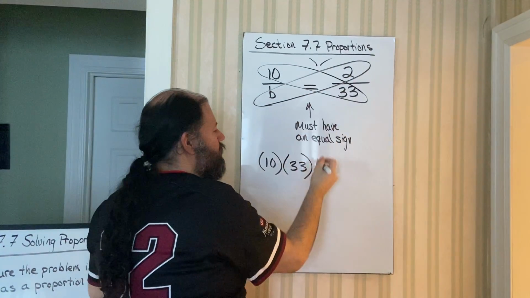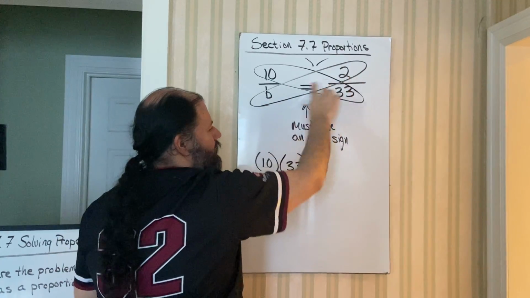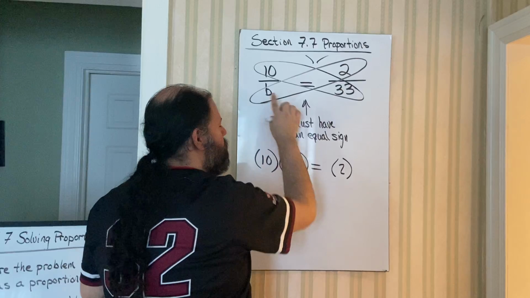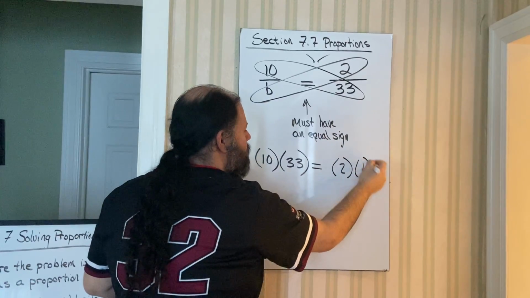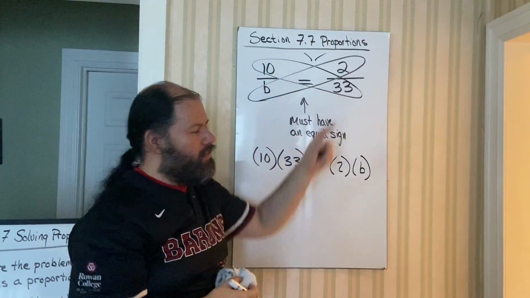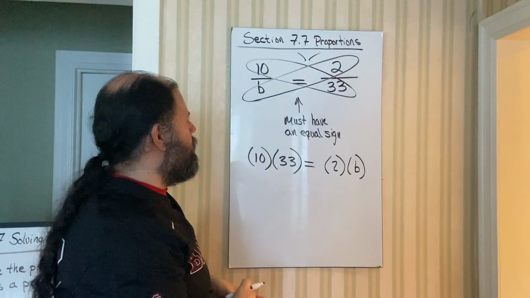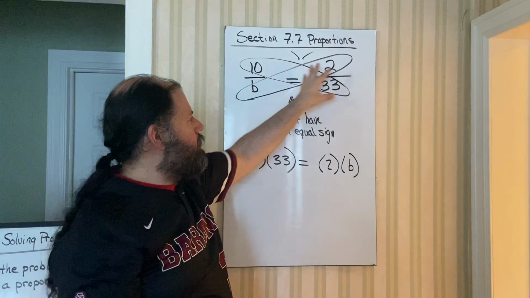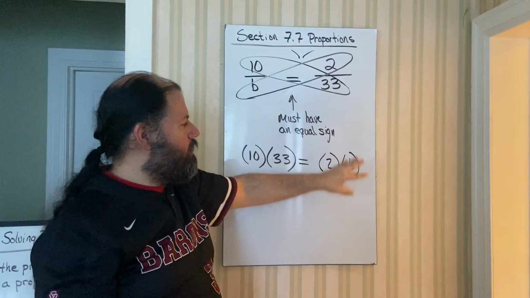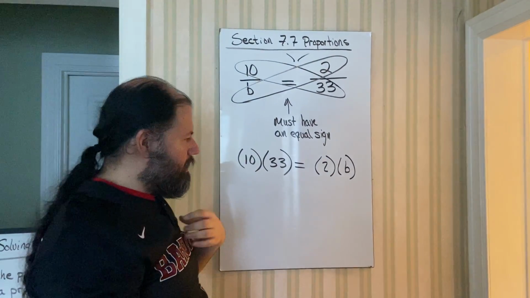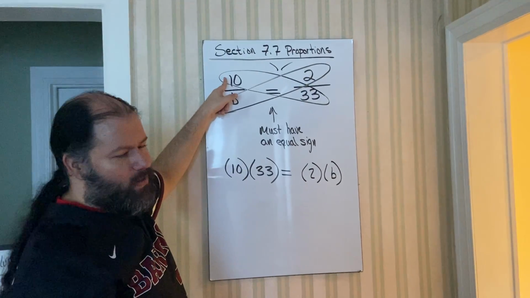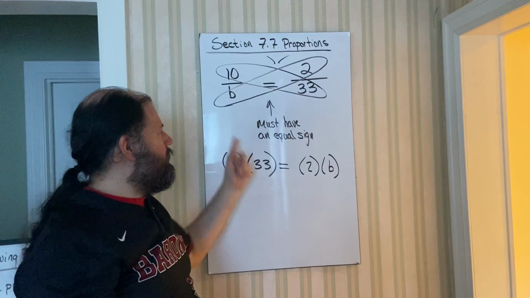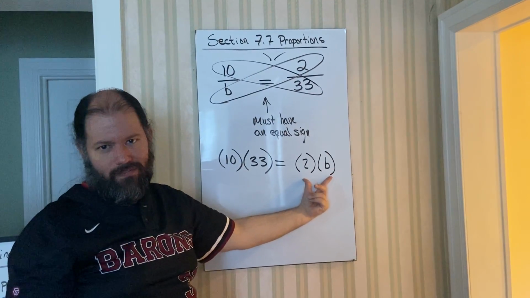Must equal the other wing, which would be 2 and the B. Now some of you might be saying, well, why did I do 10 and 33? Is there anything that says I have to do this wing first? No. We could have had this wing done first and then this over here. For some reason, every time I start with this upper left corner, I always start with this side and then the other wing is the other side.